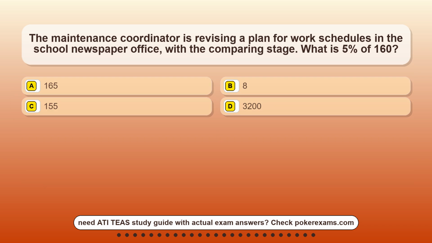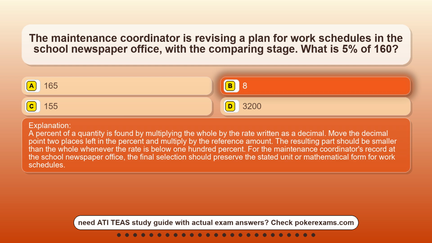The maintenance coordinator is revising a plan for work schedules in the school newspaper office, with the comparing stage. What is 5% of 160? Option A, 165. Option B, 8. Option C, 155. Option D, 3200. The correct answer is option B, 8.